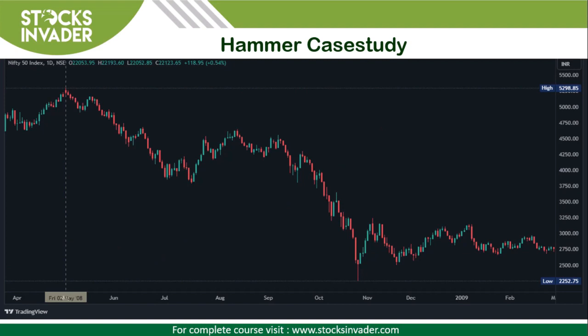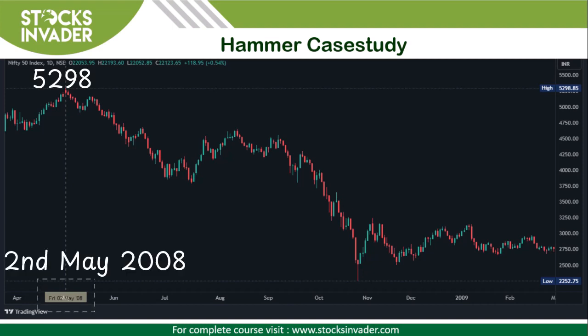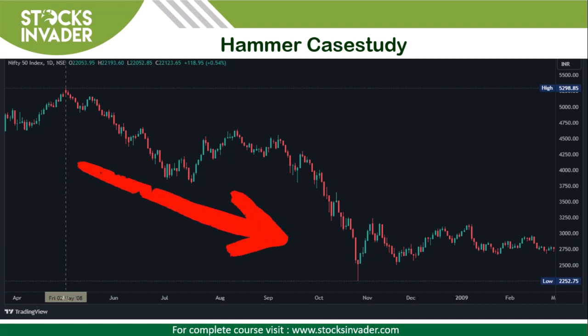The most famous hammer candle in the Indian stock market was formed on October 27, 2008. Before the crash happened, the Nifty 50 hit an all-time high of 6357 on January 8, 2008. A few days later, the market began to crash. On the screen, you can see that Nifty 50 was trading at 5298 on May 2nd, 2008. What followed next was one of the most devastating bear markets in the history of Indian markets. For the next few months, the bear run continued. Most people sold their shares and left the stock market forever.